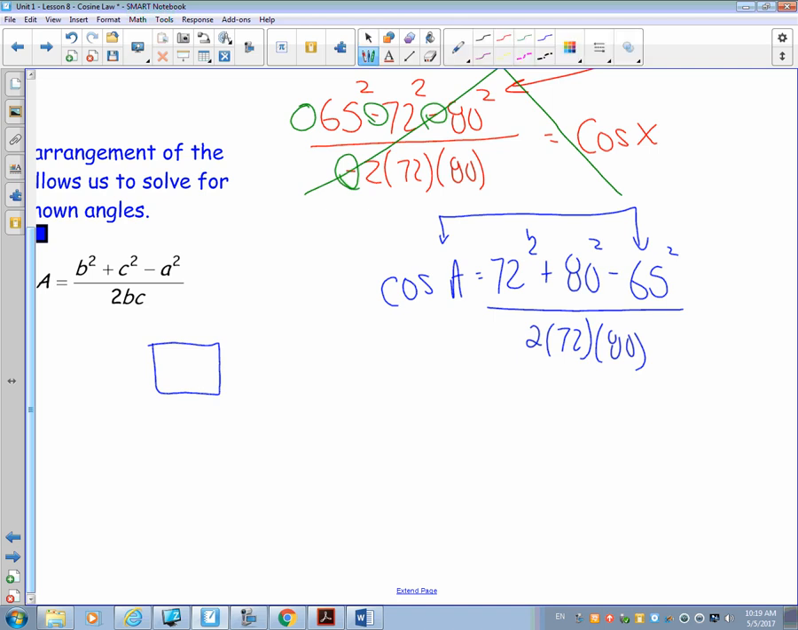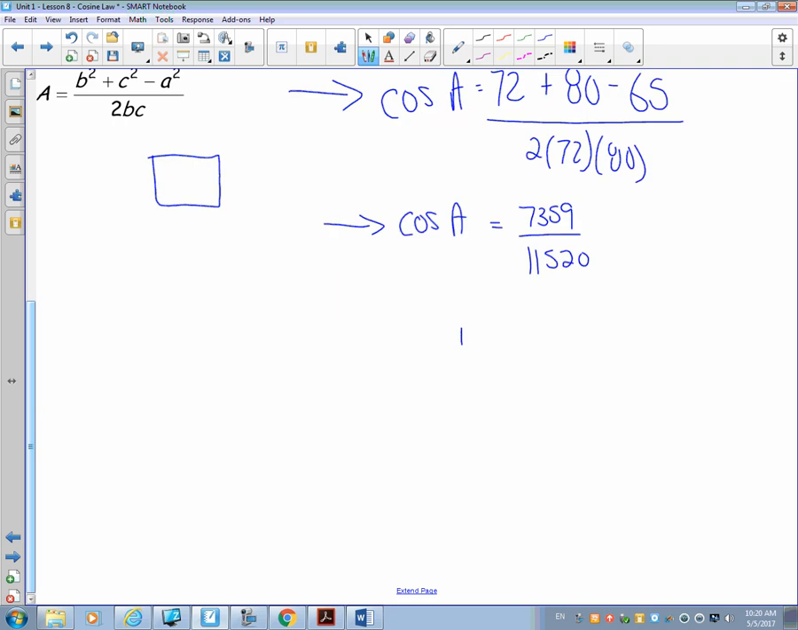Hey, math-wise, how are we going to do this? We're going to figure the number on the top of the fraction. The number on the top of the fraction, you put it all together, is 7,359. We're also going to figure the number on the bottom of the fraction, 11,520. So the first step is put all the right numbers in the right spots. The second step is figure the top and the bottom. And the third step, I want to find an angle, I'm going to take the inverse.